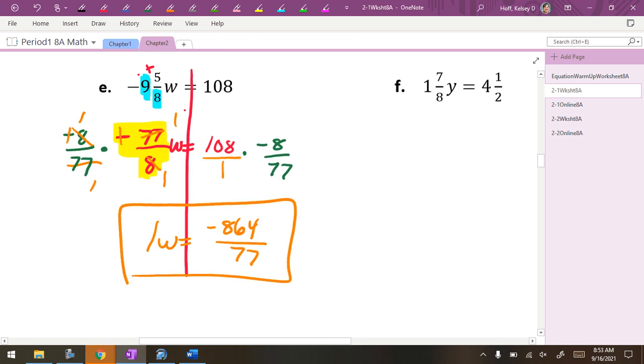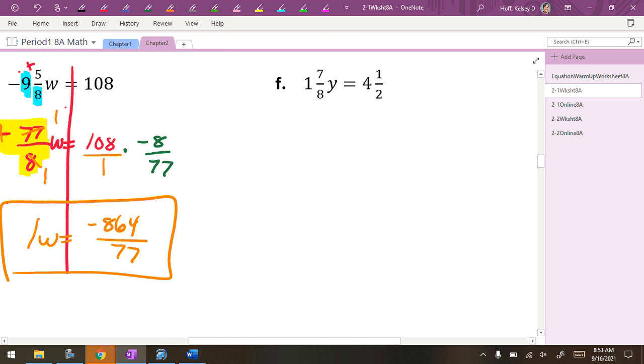Okay. One step at a time. Everybody on your own, I want you to change your mixed numbers to improper fractions. Do just the first step. Change 1 7/8 to be improper. Change 4 1/2 to be improper. Then we'll come back and go to the next step together.